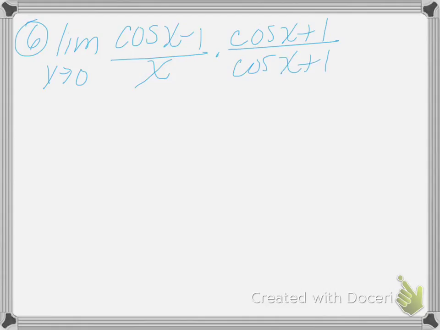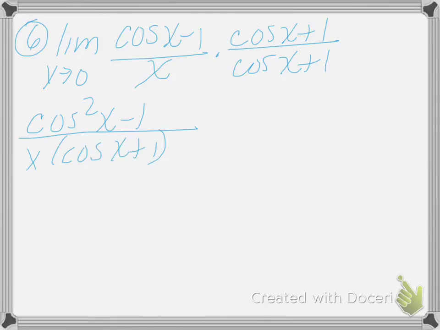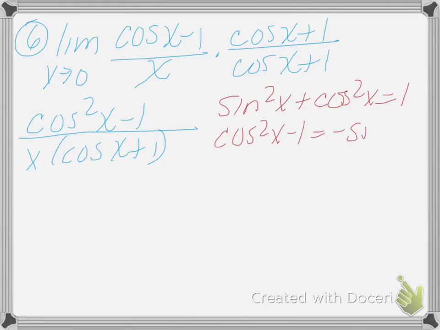Okay, when you do that, in the numerator you're going to end up with cosine squared x minus 1, and then you're going to leave the denominator alone. The numerator should remind you of that trig identity, which says sine squared x plus cosine squared x equals 1. So you want it to be cosine squared x minus 1, so you're going to have to bring that 1 over, and then bring the sine over. So now you can go back and substitute cosine squared x minus 1 for negative sine squared x.